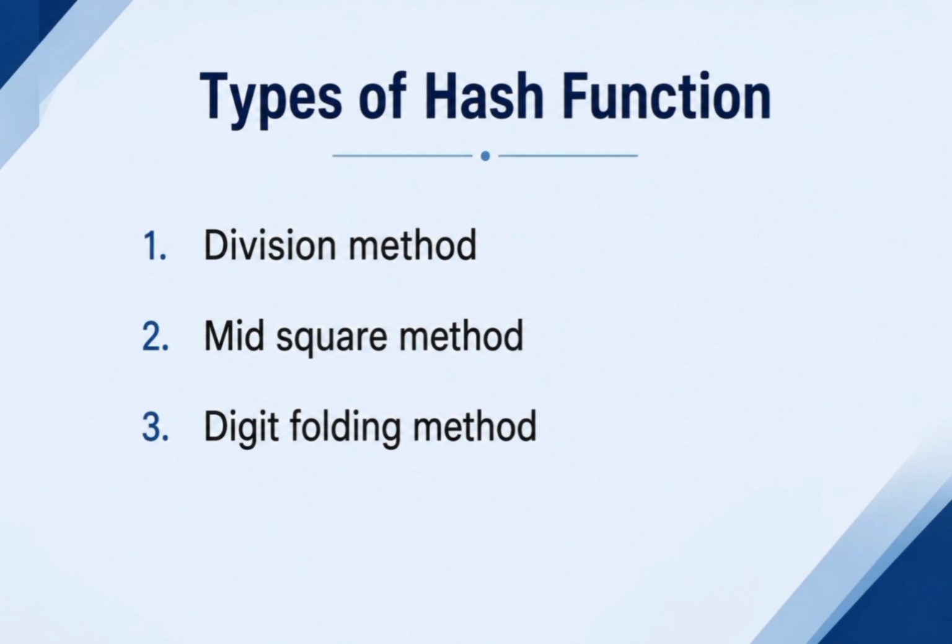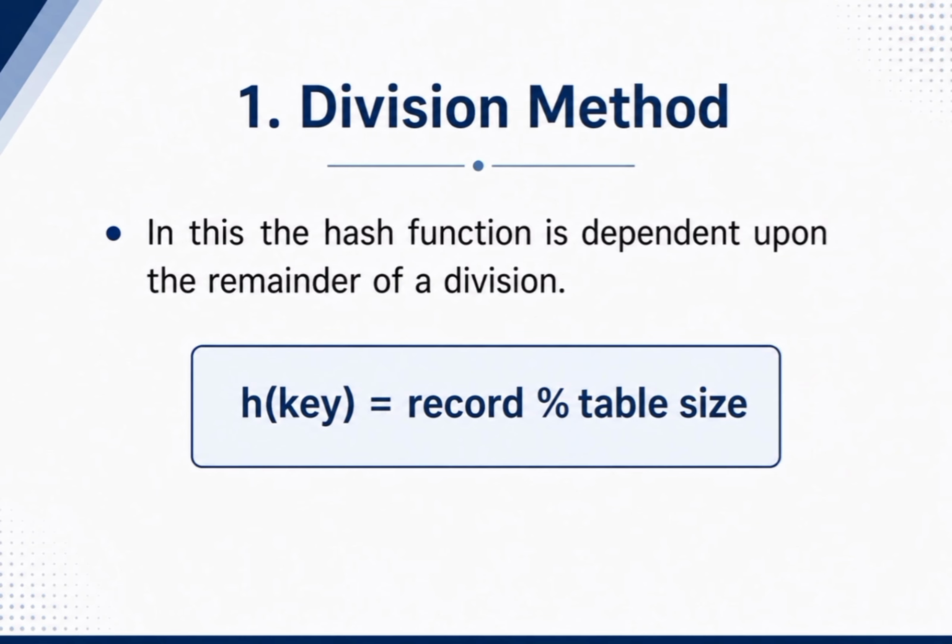These are the common types of hash functions. First one is the division method, the next one is the mid-square method, and the last one is the digit folding method. In this video, we will deal with each of these methods. The division method is the simplest hashing technique. It finds the storage index by dividing the key by the table size and using the remainder. The remainder becomes the position where the data is stored.